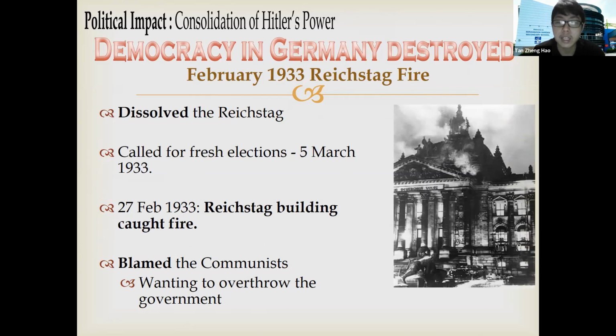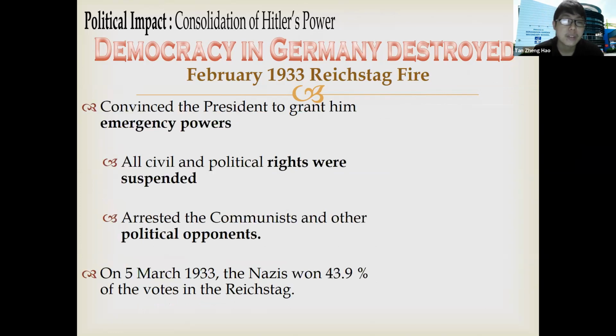So this is the scene of the Reichstag fire. Because the government building was on fire, they were convinced there was some sort of terrorist attack, basically. So Hitler convinced President Hindenburg to grant him emergency power. When Hitler gained this emergency power, he was able to control Germany very tightly. For example, all political rights were suspended. He had the power to arrest people without trial.